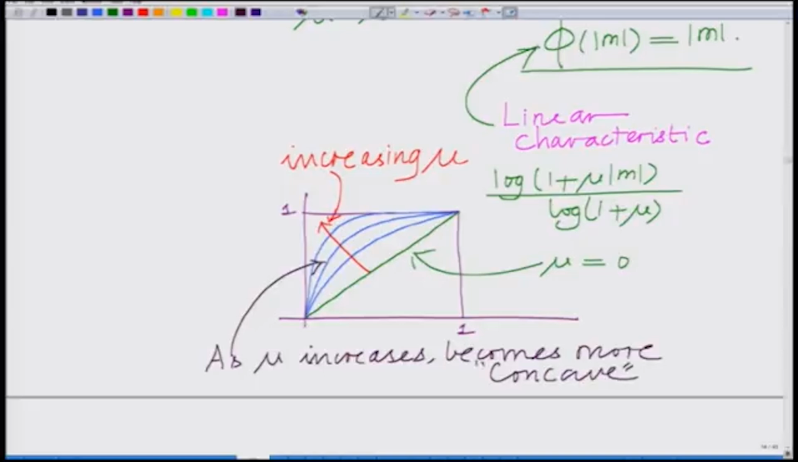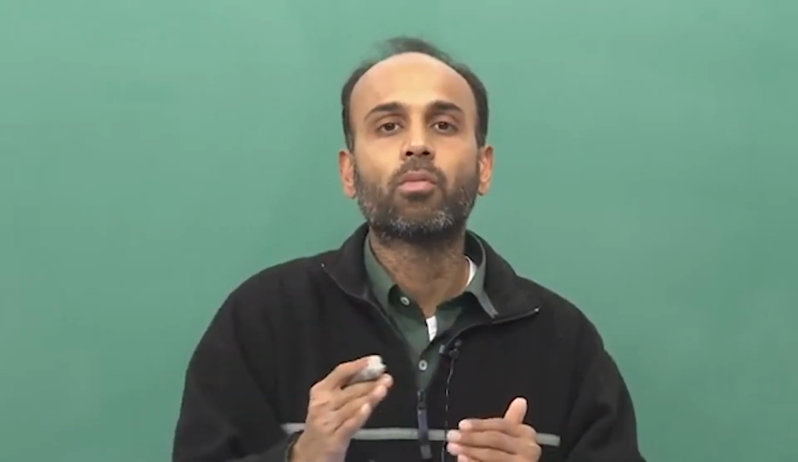As mu increases, it becomes more concave, which means this smaller amplitude region is mapped to an ever increasing portion of the output, and the larger amplitude region is progressively compressed more and more. As the characteristic becomes more and more concave, the smaller amplitude region is expanded more and more, and the larger amplitude region is compressed more and more.